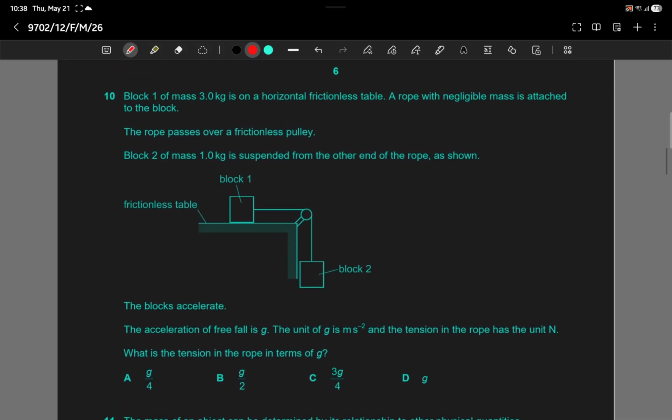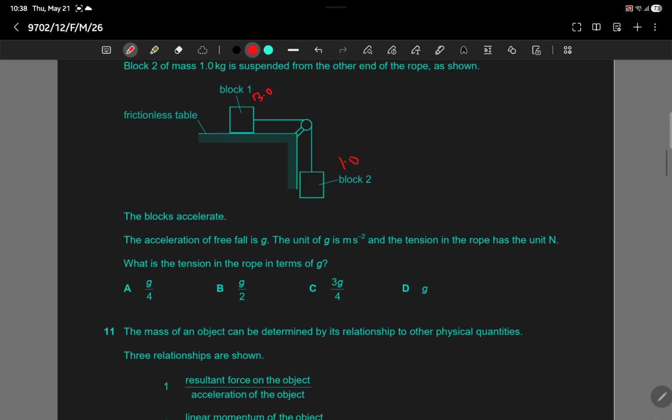So block 1 of mass 3 kgs is moving on a horizontal frictionless table. A rope with negligible mass is attached to the block. The rope passes over a frictionless pulley. Block 2 of mass 1 kg is suspended from the other end of the rope as shown. The blocks accelerate. The acceleration of free fall is g. The unit of g is given. The tension of the rope has the unit newtons. So what is the tension in the rope in terms of g?